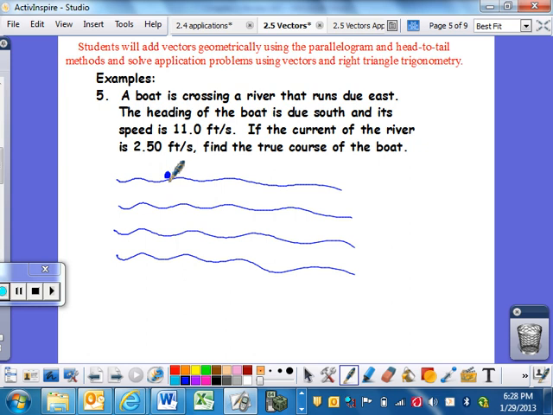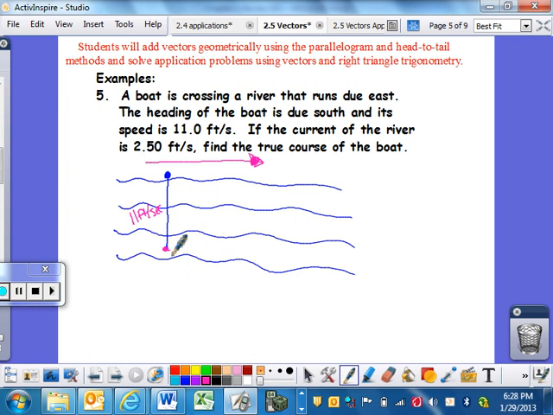Okay, and I know that this thing's traveling due south at, how fast? 11. I better write this in a different letter. 11 feet per second is how fast it's traveling. Okay. At the same time, the current of the river is 2.5 feet per second. Oh, the river runs due east. I forgot to tell you that. What that just means is that the river's flowing this direction. I should have probably said that first. Okay, due east is straight to the right.